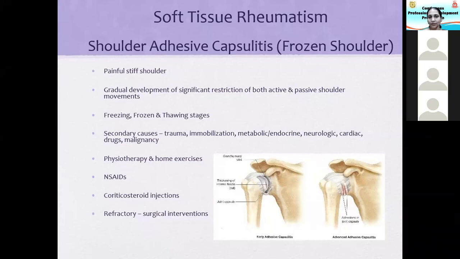Physiotherapy, hot cold therapy, home exercises, the range of motion exercises is very important. Pain relief with non-steroidal anti-inflammatory drugs. At the same time, if there's prolonged disease course, the symptoms are very advanced or the patient is suffering, then we can offer corticosteroid injections and mobilize the joint. In refractory cases, surgical interventions like mobilization, manipulation under anesthesia can be done.